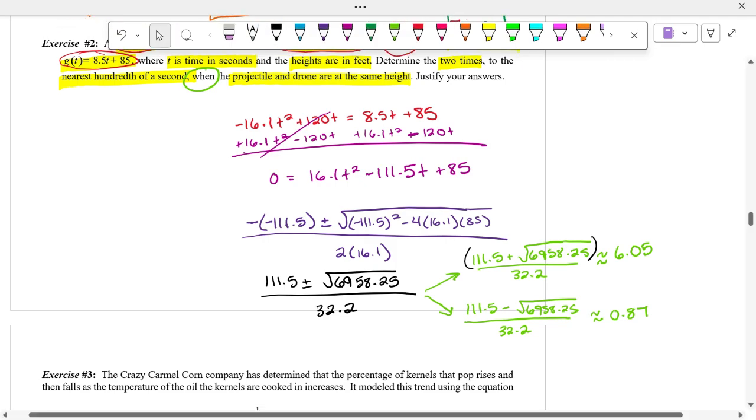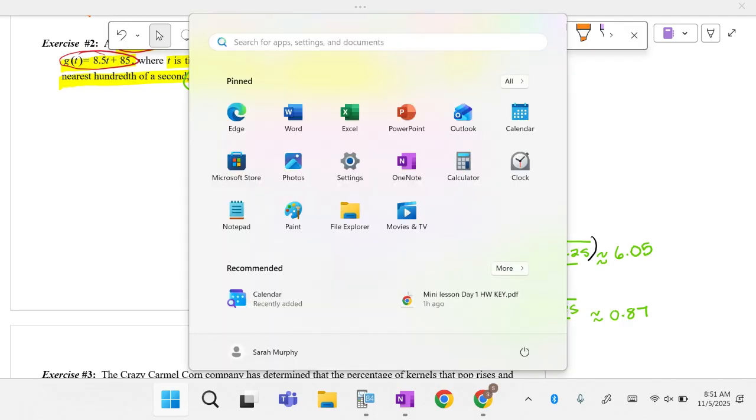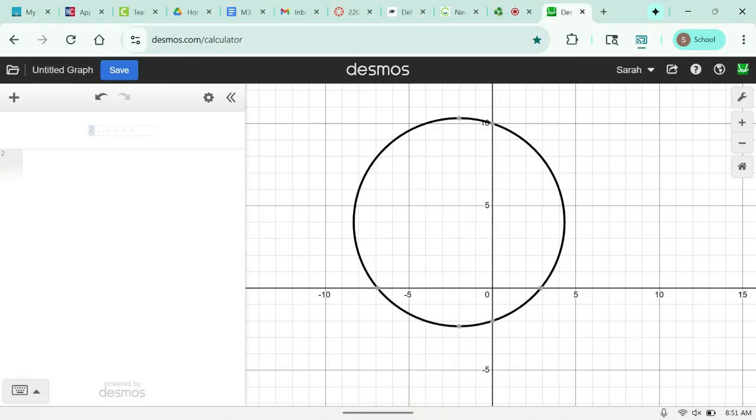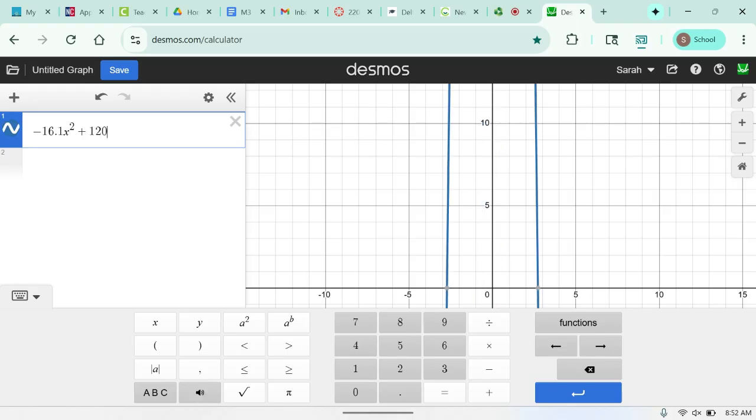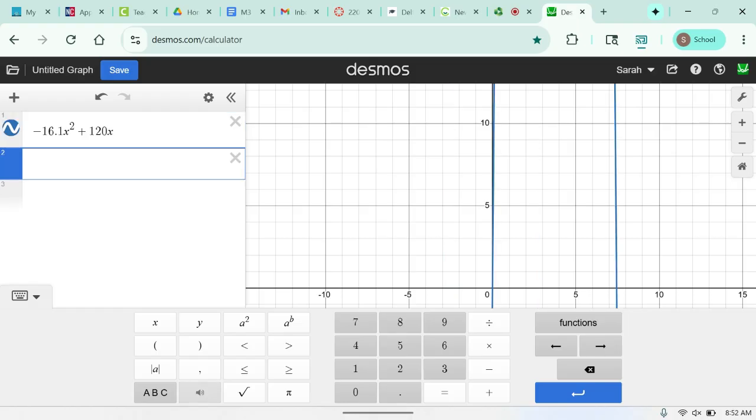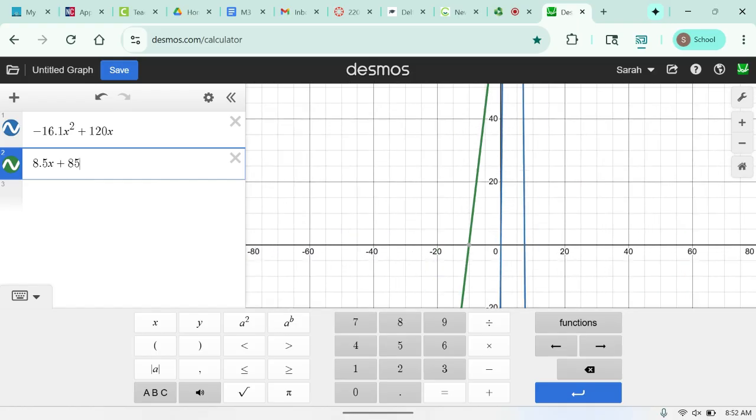Now, I want to double check myself in Desmos. In Desmos, I want to put in the two original functions. So I have negative 16.1x squared plus, what was it, 85 something? Plus 120t, or x, okay. Okay, good. Now you're probably going to have to zoom out a lot to see it.